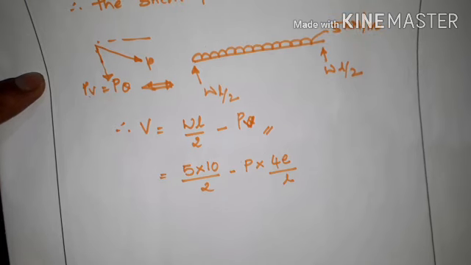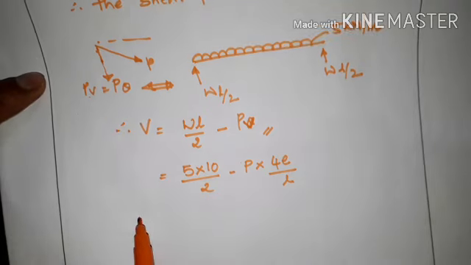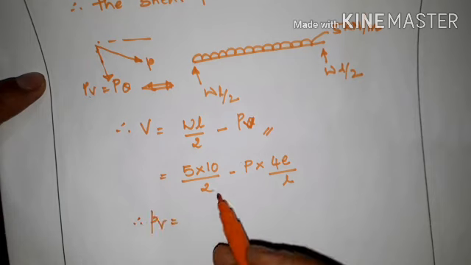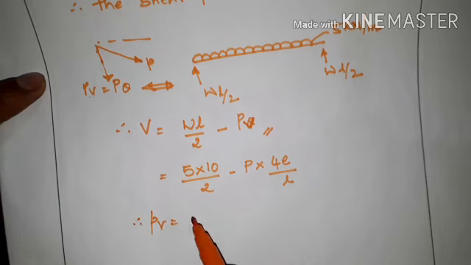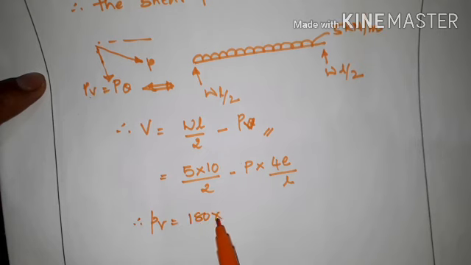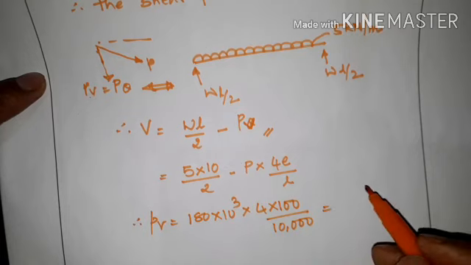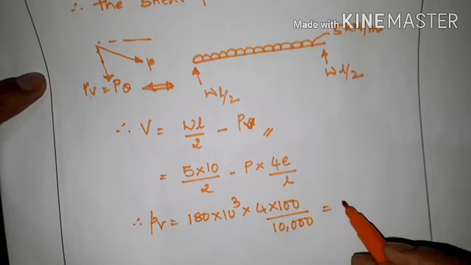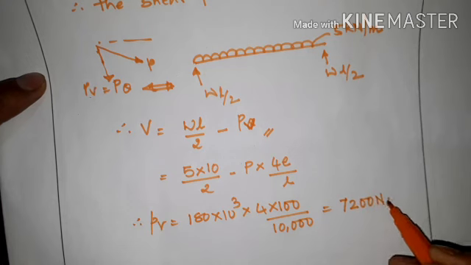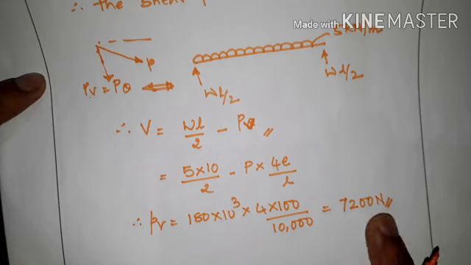So we will calculate PV first. PV is equal to P into 4E by L. P is 180 into 10 raised to 3, into 4, into E is 100, by L is 10,000. So we will get this as 7200 Newton. Let me check. Yes, it is correct, 7200 Newton.